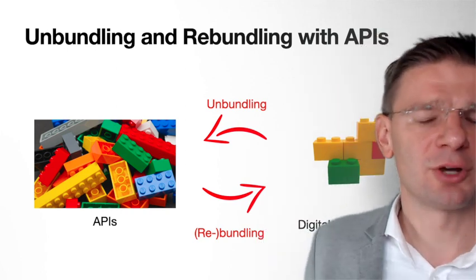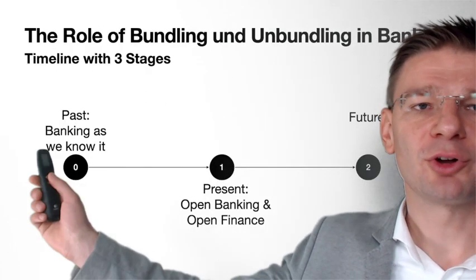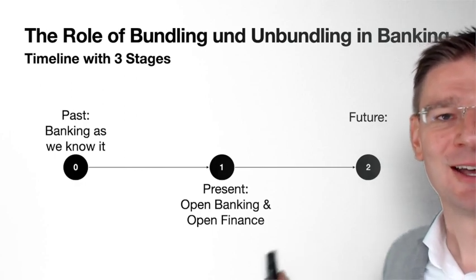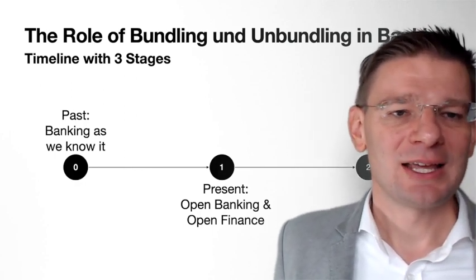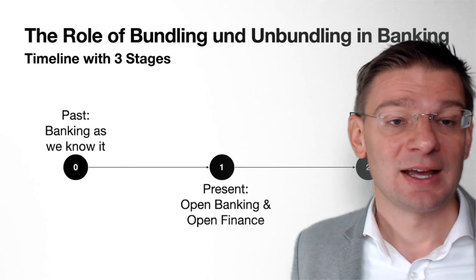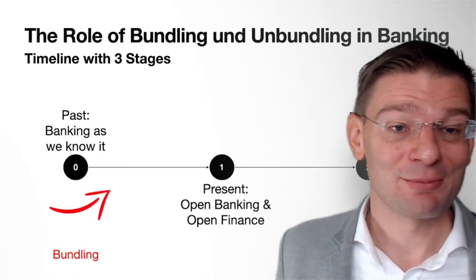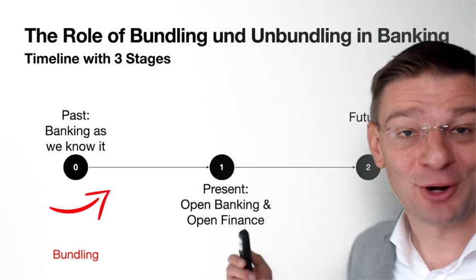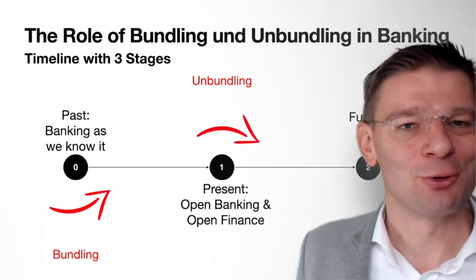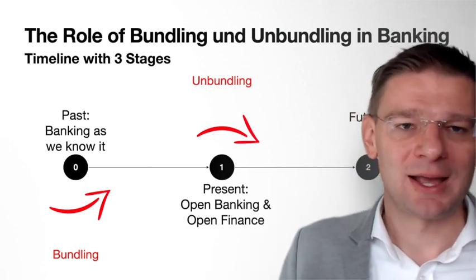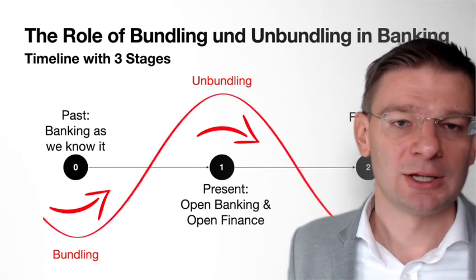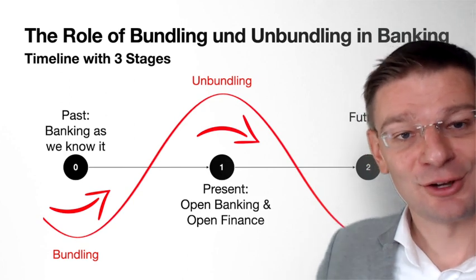But now let's transfer this concept even to banking. So we start with the past, we're going to move into the present, and then we're going to come to the future. So looking at the past, banking as we know it, there you can see that we start with the concept of bundling in the past. We'll then move in the present into the stage of unbundling, where we have open banking and open finance, which kind of leads the way into an unbundled world, both on the technology side, but also on the business side. And then you can see the cyclical nature here again.